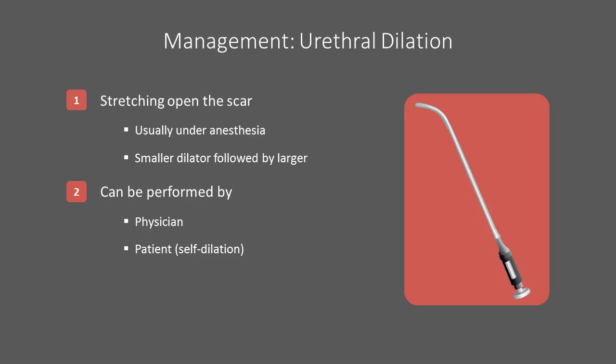Once the urethral stricture is open, the urologist may teach the patient to insert a small catheter once or twice a day initially to maintain the opening. This is referred to as self-dilation.